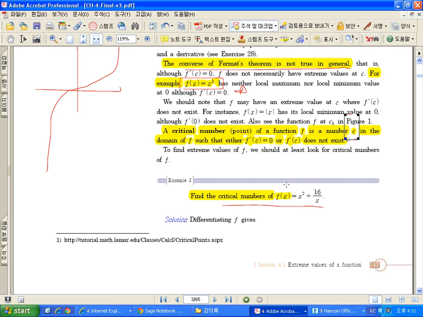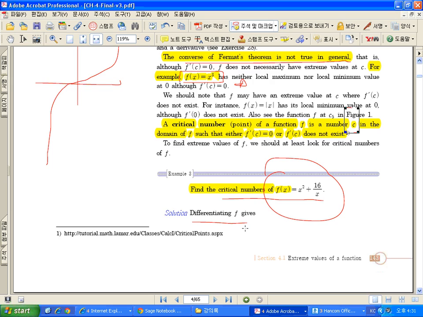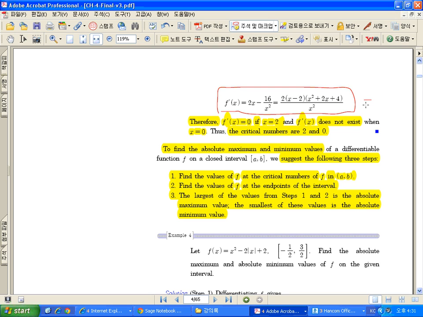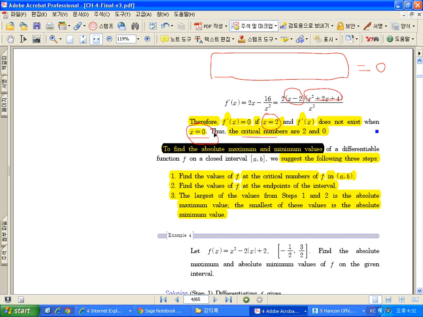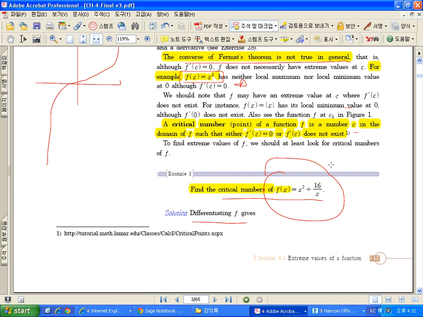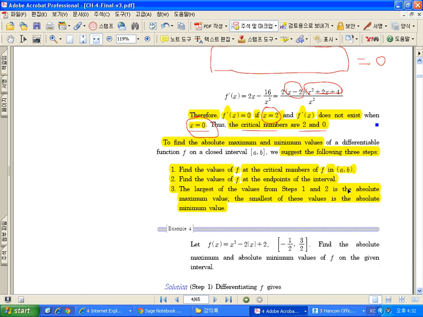So let's find the critical points of the given function f of x equals x squared plus 16 over x. How? Just differentiate it, set it equal to 0 and solve it. If x is not equal to 0, then this is always bigger than 0, and this should be 0, so x has to be 2. When x is equal to 0, f prime of x does not exist, and f prime of 2 is equal to 0. So x equals 2 and x equals 0 are the two critical numbers of the given function.